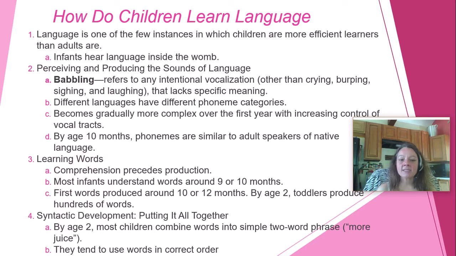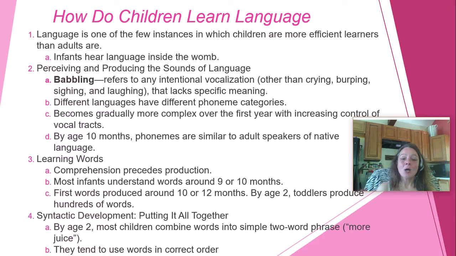And then as you know, as we develop and increase in age, we get greater control over our vocal cords, so that babbling actually starts turning into significant speech, right? And we can actually start saying words. We say that by age 10 months, phonemes are similar to adult speakers of native languages. So we're able to say words like other people say them, which is pretty much what that means.